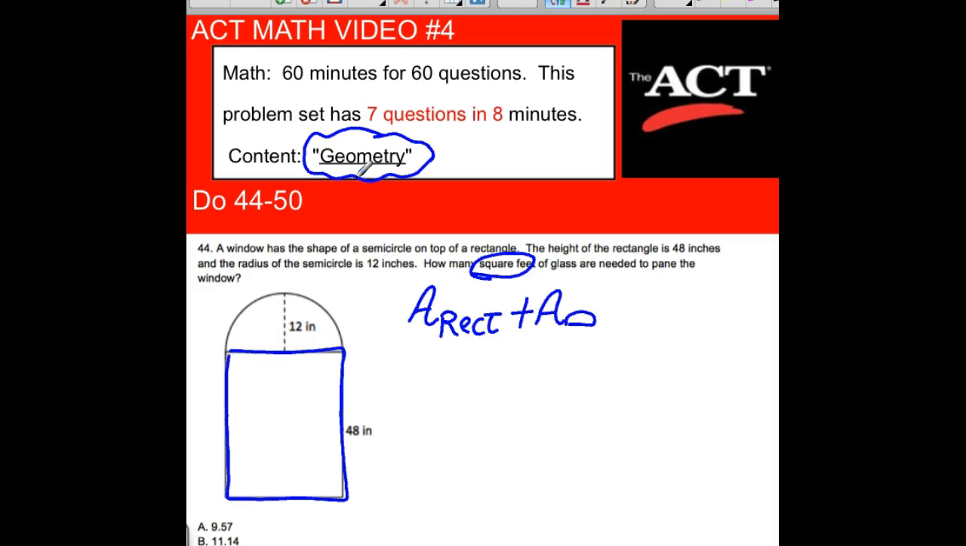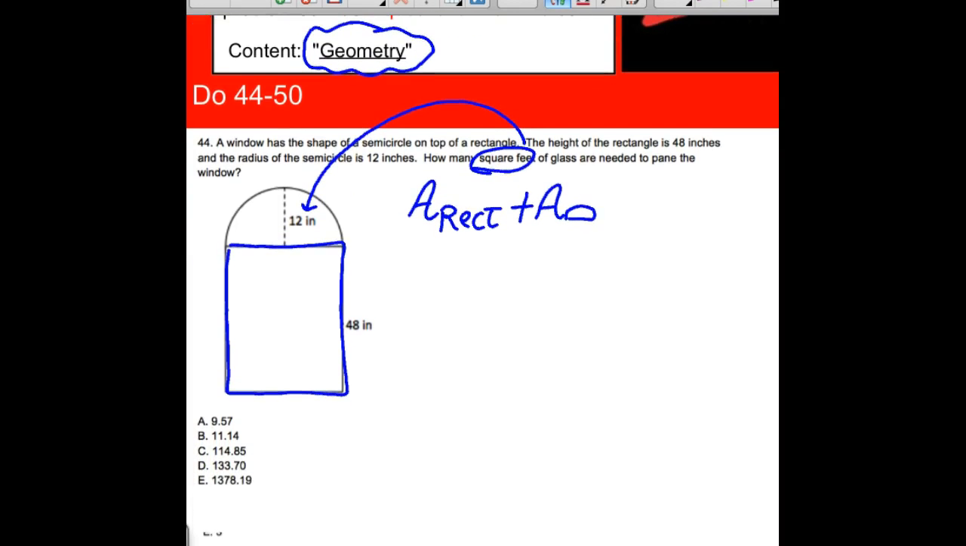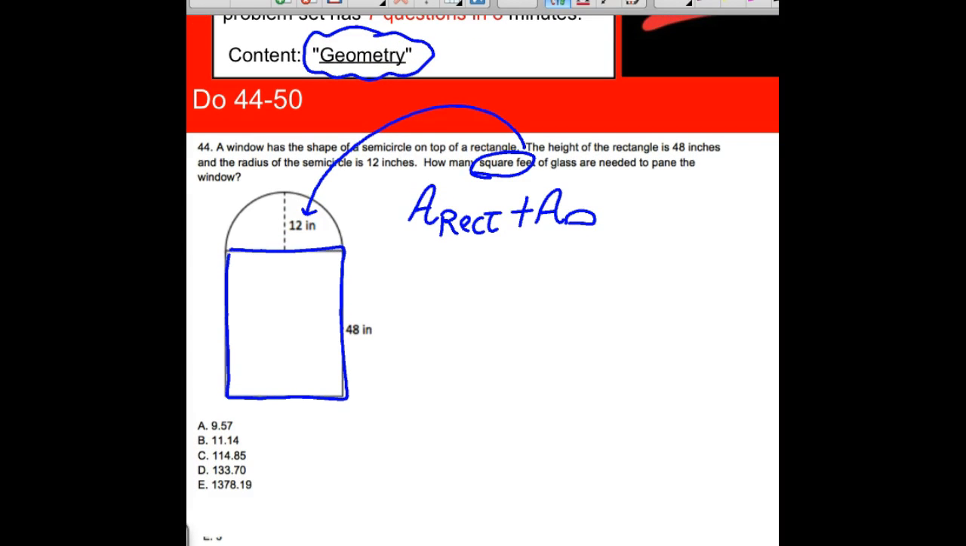One thing to note though is this says square feet and we are given the dimensions in inches. So what we need to do first is a little conversion here. You could do it at the end, but you run the risk of, for example, if you got letter E, that's how many square inches there are. So that's actually wrong. It means you did the right work, but you didn't convert.